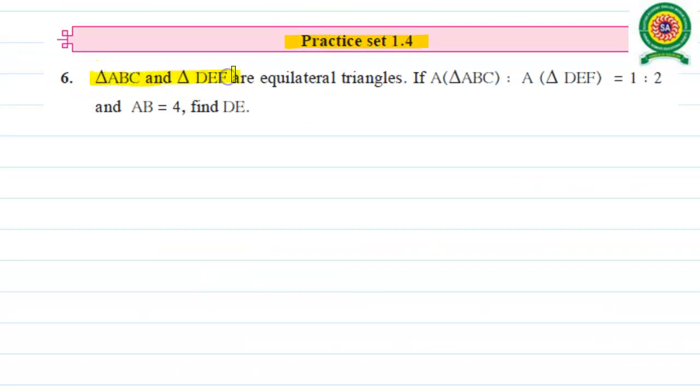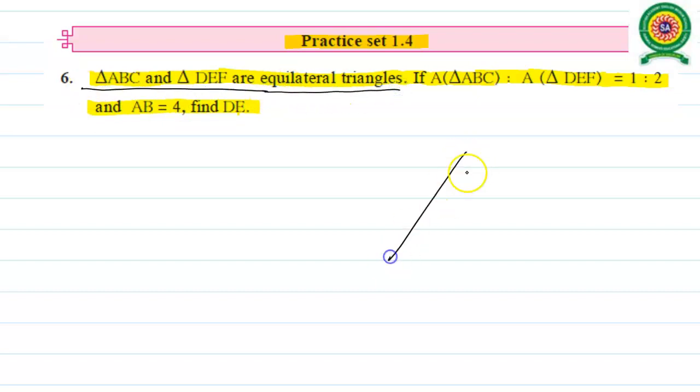Look at question number 6 from practice set 1.4. Triangle ABC and triangle DEF are equilateral triangles. If the area of triangle ABC is to the area of triangle DEF equals 1:2 and AB equals 4, then find DE.